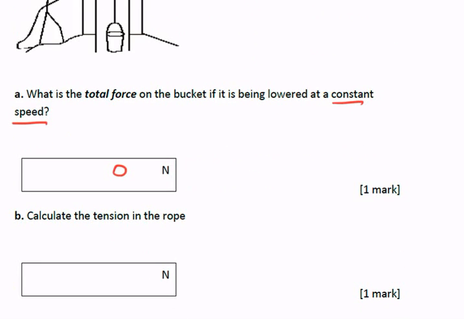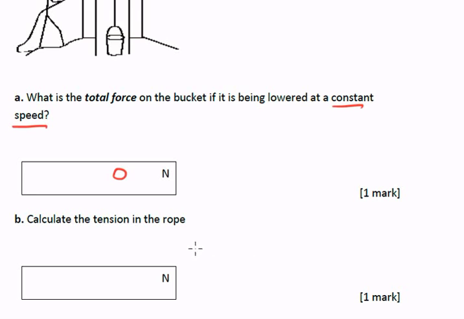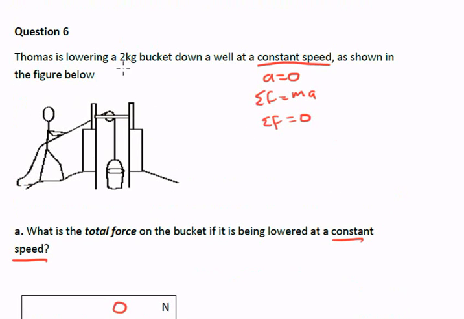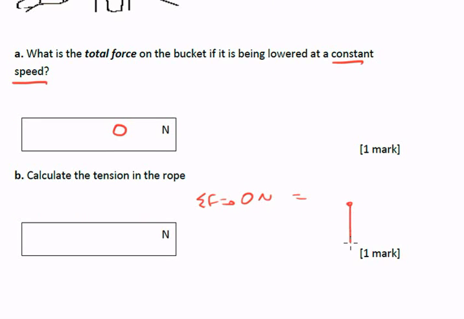Our next question, calculate the tension in the rope. So we've got the total force equals 0, and that's made up of the actual forces on the bucket. We know that the bucket is 2 kgs, so the gravity force or the weight force must be 20 newtons. And there must be another force pulling it upwards, which for these two to add together to give 0 must be equal and opposite.